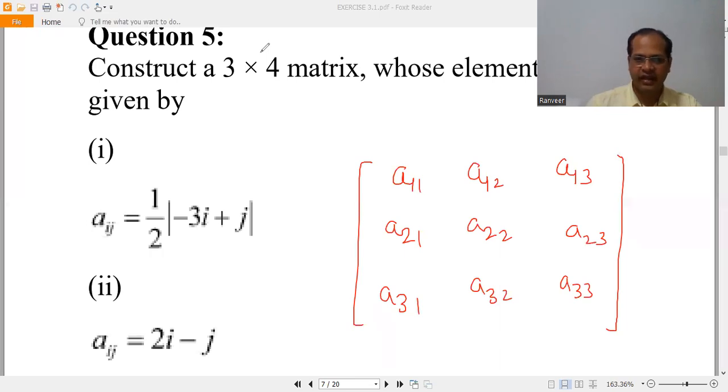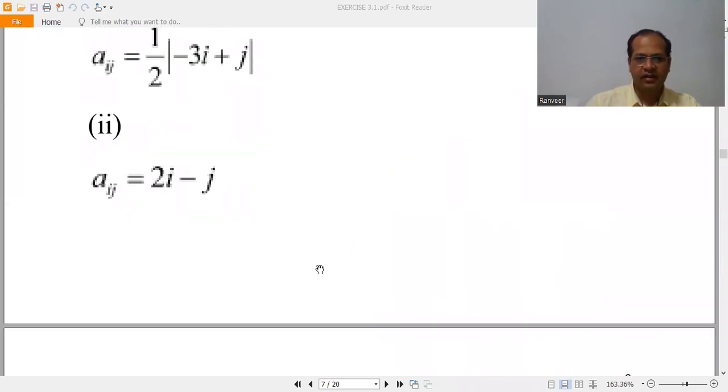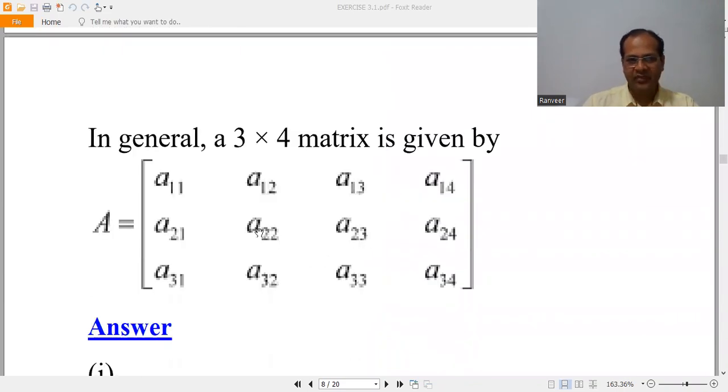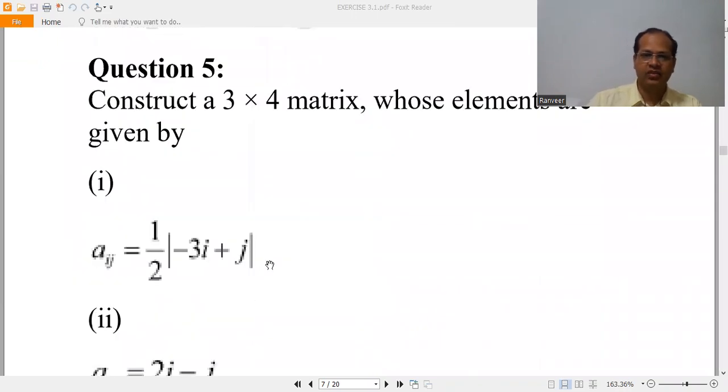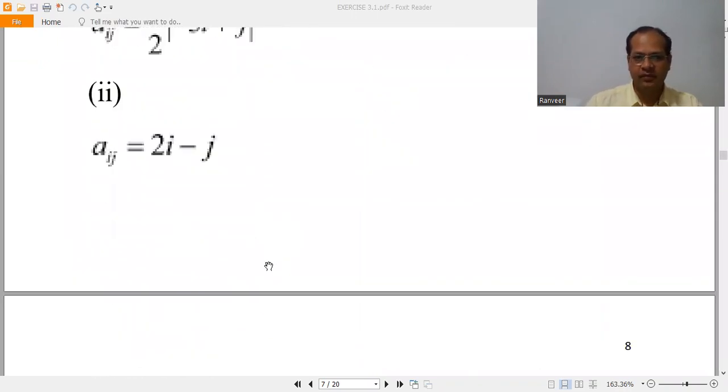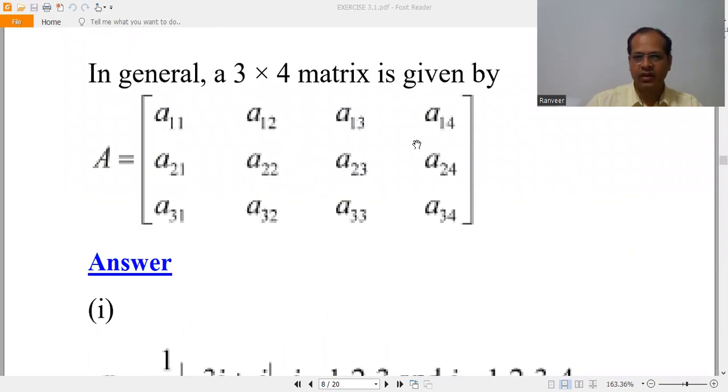So this is only the technique to solve this type of question. And this is the second. So A11, this is 3:4. Sorry, this is 3:4. I have written 3:3. So 3:4 is the same. A11, A12, A13, A14, 21, 22, 23, 24.